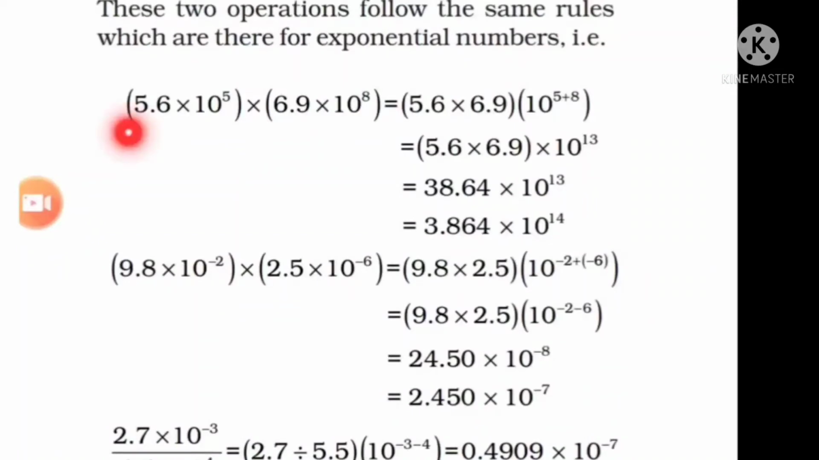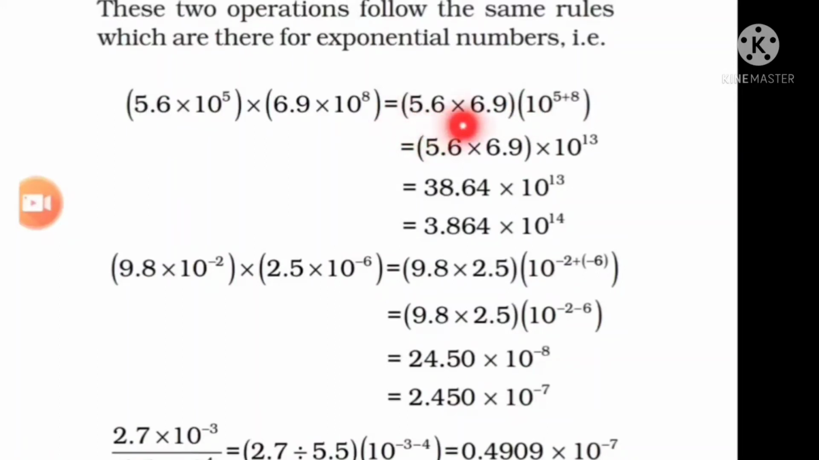Here we have 5.6 times 10 to the power of 5 multiplied by 6.9 times 10 to the power of 8. In multiplication, what do we have to do? First, multiply the coefficients. Here the coefficients are 5.6 and 6.9, so we get 5.6 times 6.9. Then add the exponents. Here the exponents are 5 and 8. Thus we can write it as 10 raised to 5 plus 8.